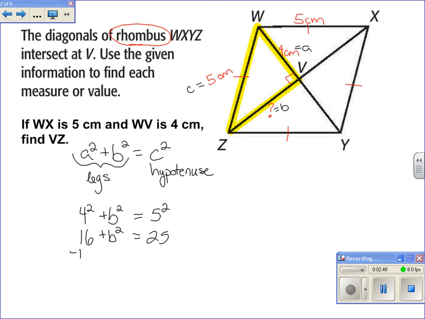Subtract 16 from both sides of the equation. That cancels out the 16 on the left and leaves me with B squared equals, then 16 from 25 is 9.